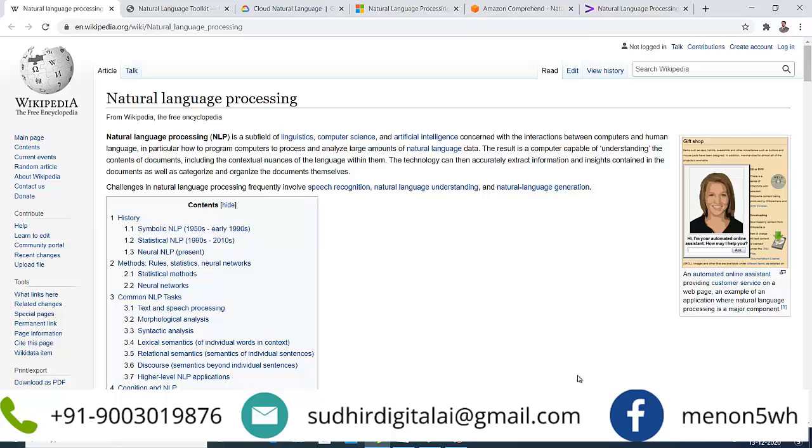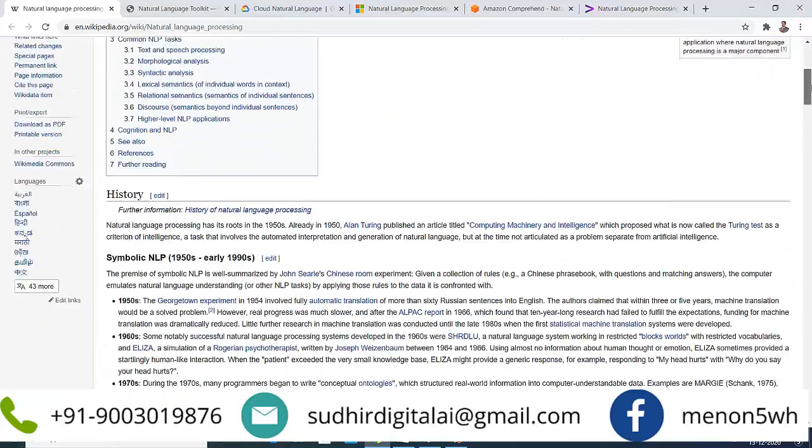Okay, there are a lot of challenges in NLP, which frequently involve speech recognition, natural language understanding, and natural language generation. So this is some of what we look at. So let's see some brief history about it.